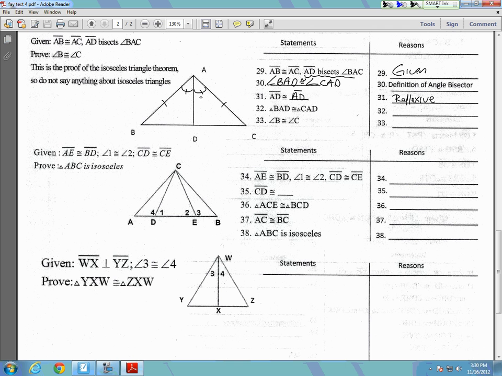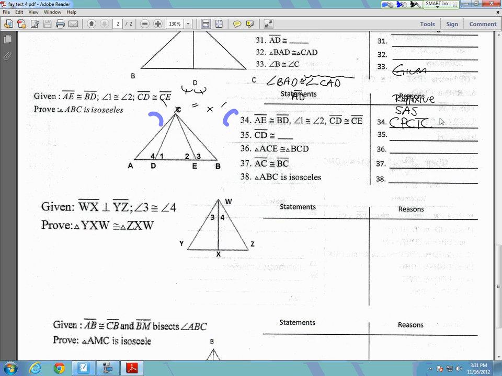So now I've got the triangle on the left congruent to the triangle on the right, and it's by side angle side. So now if this triangle here is congruent to this triangle here, then corresponding parts, such as that angle and that angle, have to be congruent as well by CPCTC.